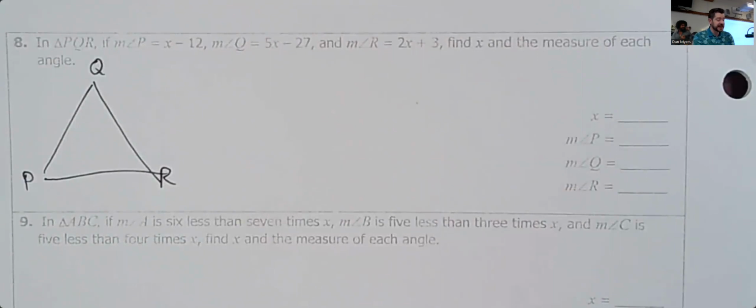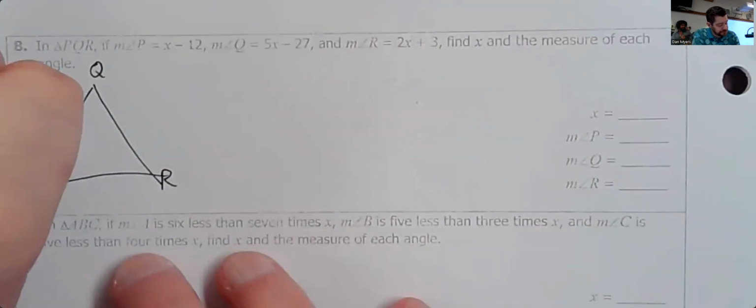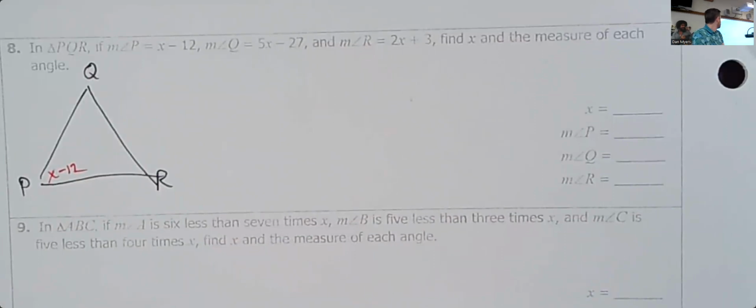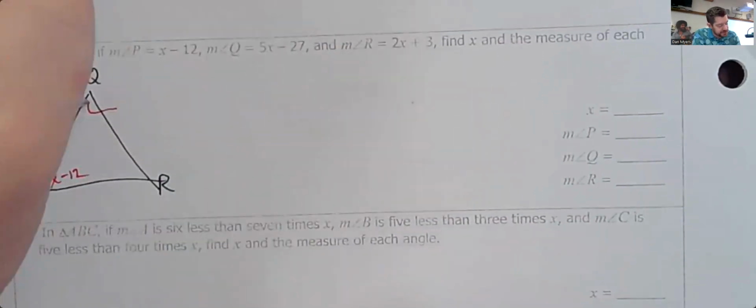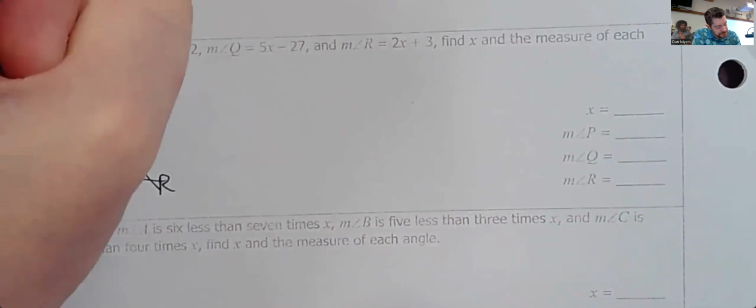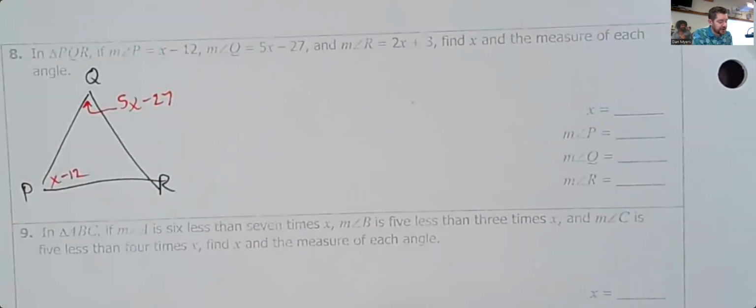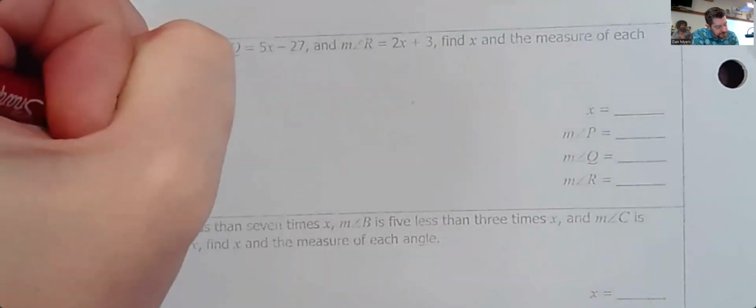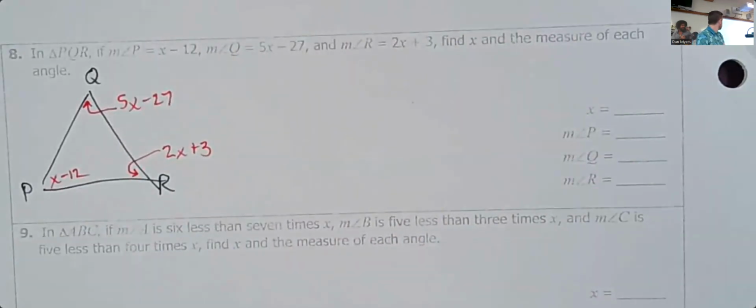So it says angle P is x minus 12. I'm just going to put x minus 12 right there. Measure of angle Q is 5x minus 27. And the measure of angle R is 2x plus 3. So there we go. Find x and the measure of each angle. How do we find x?